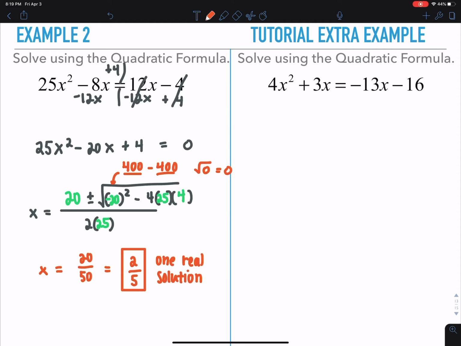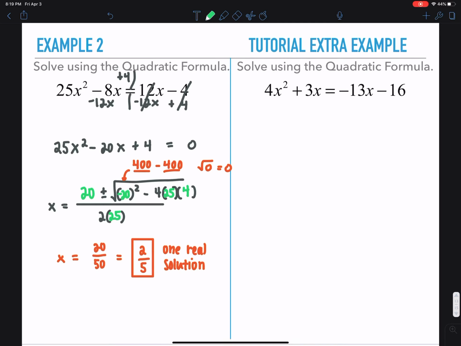And that would occur at x equals 2/5. So similar with the next one. Again, we should get one real solution. They're kind of grouped that way here. So to set this equal to 0, we have to add 13x to both sides. And we have to add 16.